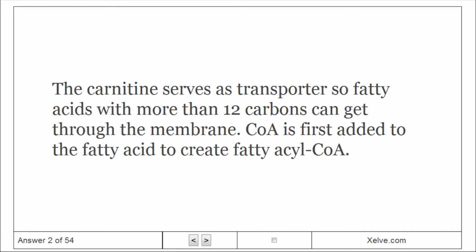The carnitine serves as a transporter so fatty acids with more than 12 carbons can get through the membrane. CoA is first added to the fatty acid to create fatty acyl-CoA.